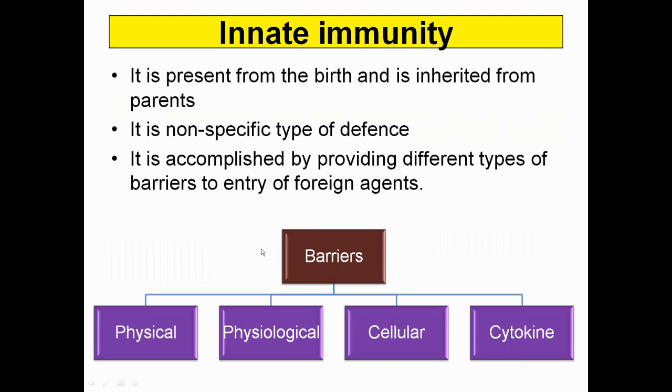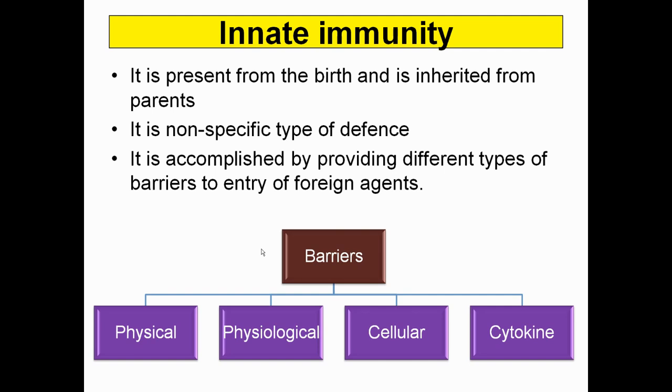First of all, we are going to talk about innate immunity. That is by birth, by God, we have this kind of immunity. It is inherited from the parents, of course. It is very non-specific. It can't recognize the antigen very well, so it is a general kind of immunity we have. It is accomplished by providing different kinds of barriers: physical, physiological, cellular, and cytokine.